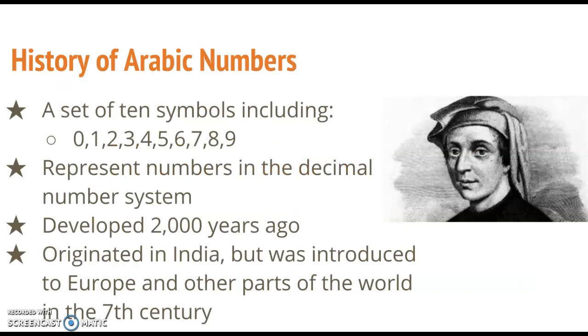They are 10 symbols, including 0 through 9. They represent numbers in the decimal number system. It was developed over 2,000 years ago. It originated in India but was later introduced to Europe and other parts of the world in the 7th century by Leonardo Pisano, who is known today as Fibonacci.